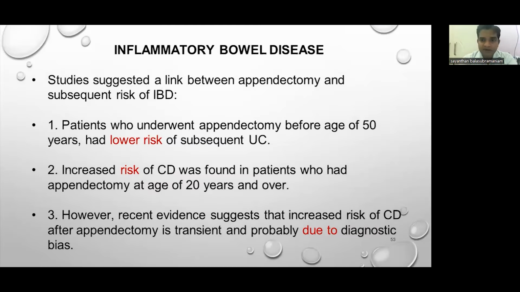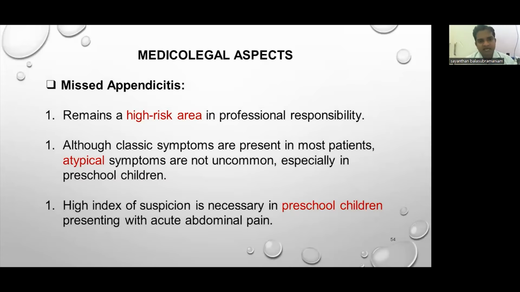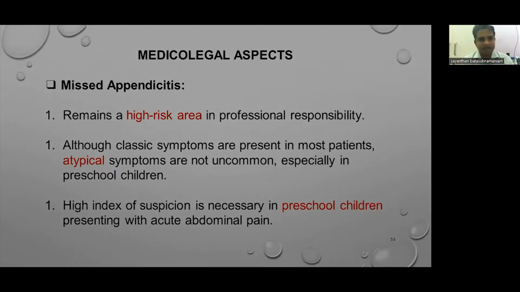And inflammatory bowel disease: you may know that sometimes they ask MCQs on this in exams. If you do appendicectomy under the age of 50 years, there is a low risk of subsequent ulcerative colitis, and at the same time it will increase the risk of Crohn's disease. So it will reduce the risk of ulcerative colitis and increase the risk of Crohn's disease. This is one thing you need to know. Missed appendicitis is a highly risky thing for many doctors. So we will never miss the appendix. This is one important thing you need to know, especially in school children. You may think of other diagnoses, but don't miss the appendix.